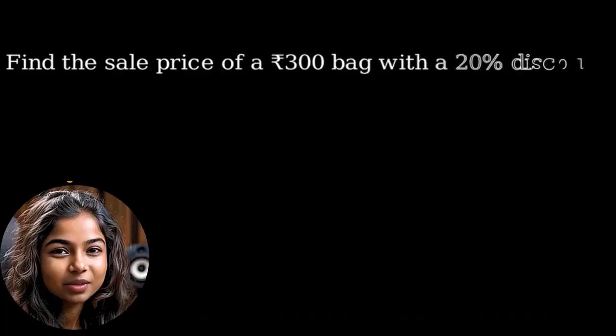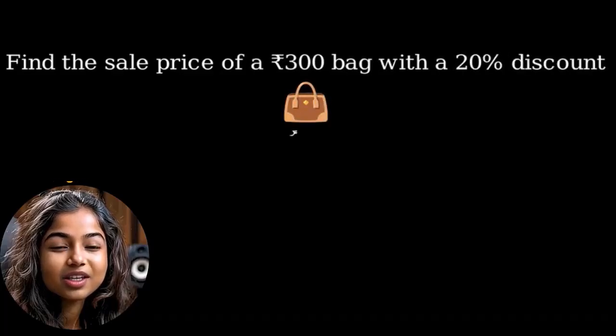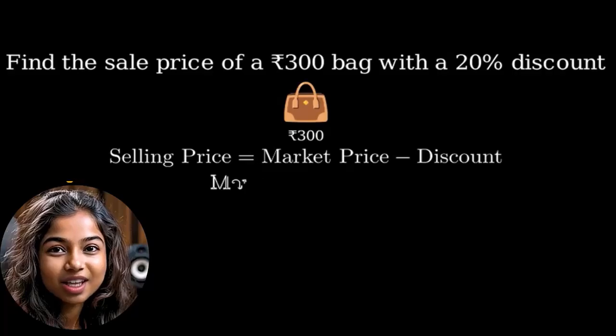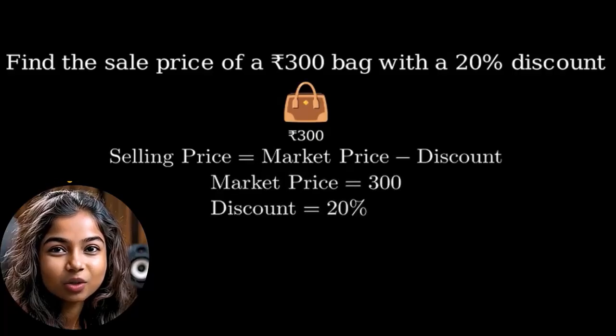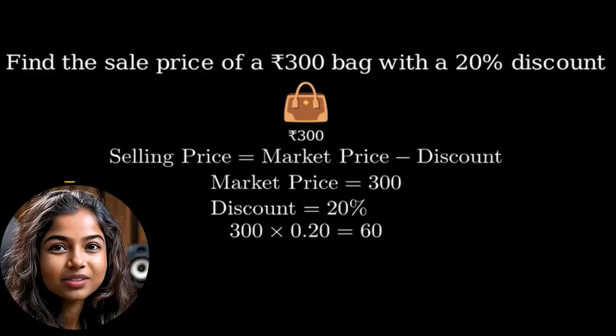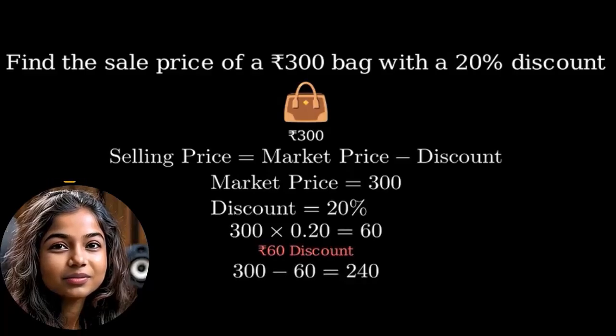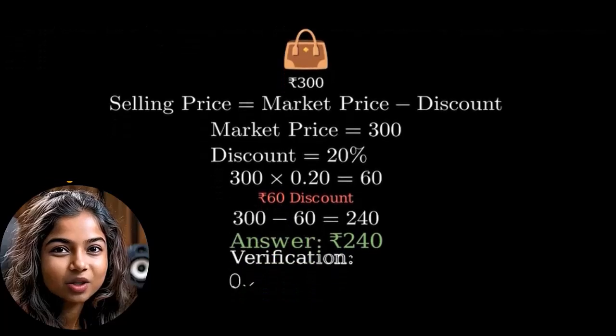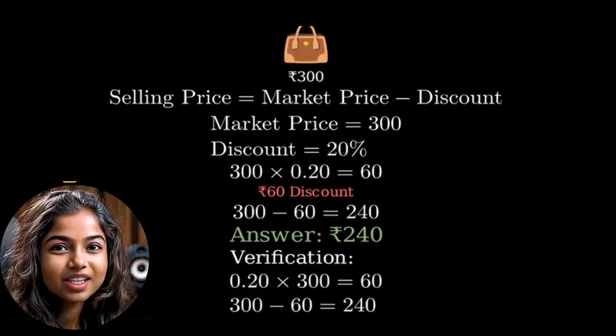Let's solve this discount problem. The question is, what's the sale price of a 300 Indian rupees bag with a 20% discount? We use the formula. Selling price equals market price minus discount. The market price is 300 Indian rupees, and the discount is 20%. First, calculate the discount. 300 times 0.20 is equal to 60. Now, subtract the discount from the market price. 300 minus 60 is equal to 240. This is the selling price. Let's verify. 20% of 300 is 60, and 300 minus 60 is equal to 240.